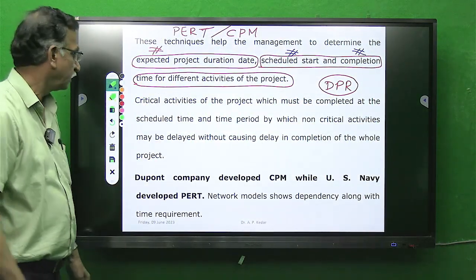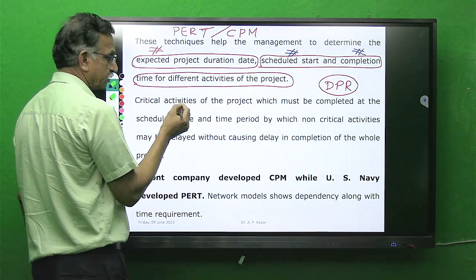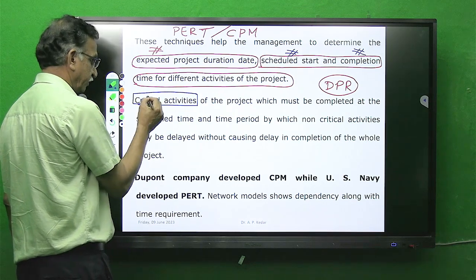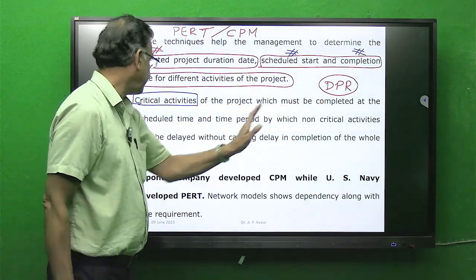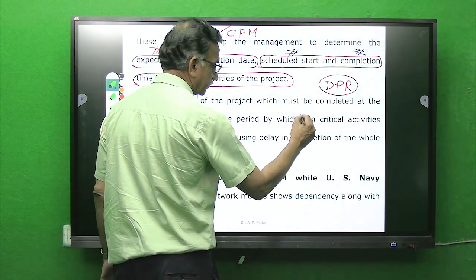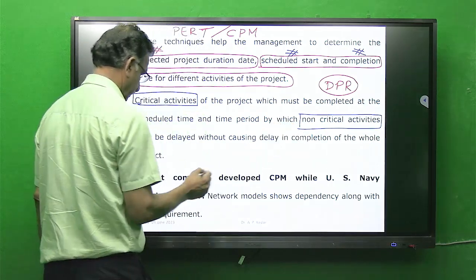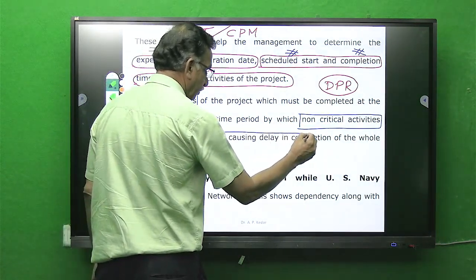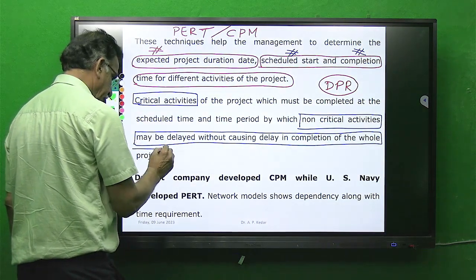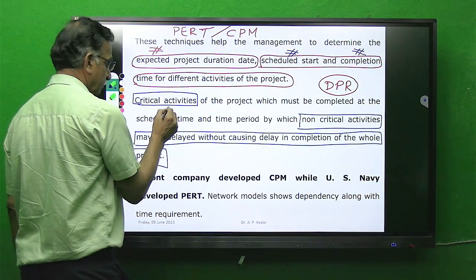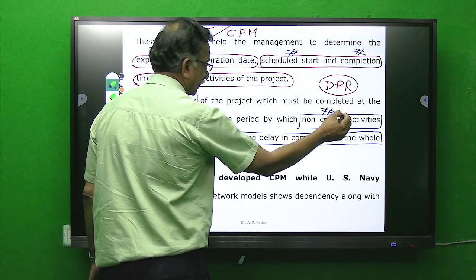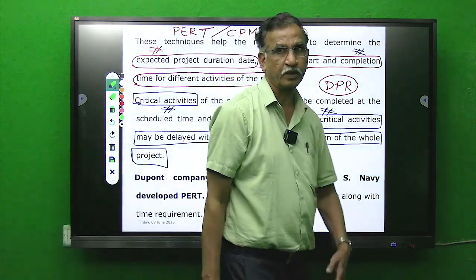Further, the paragraph says: critical activities of the project which must be completed at scheduled time. I will focus your attention on this. Critical activities of the project which must be completed at scheduled time, and the time period by which non-critical activities may be delayed without causing, this is a very important statement, without causing any delay in the project. So now focus our attention on these two terminologies: critical activity and non-critical activity.